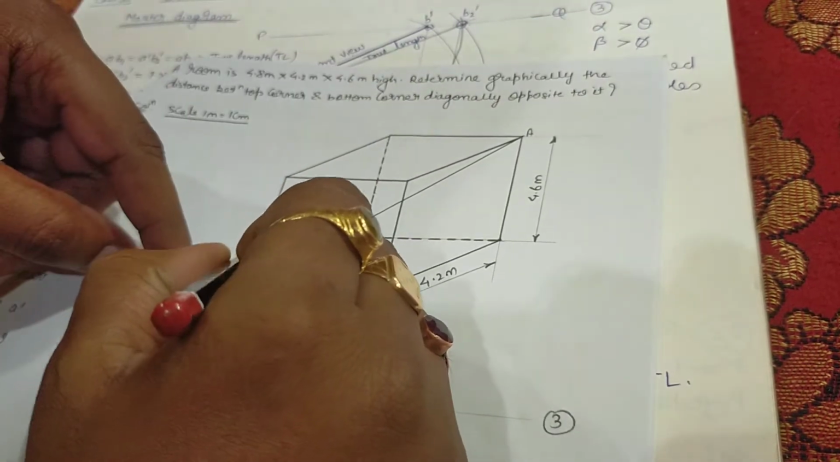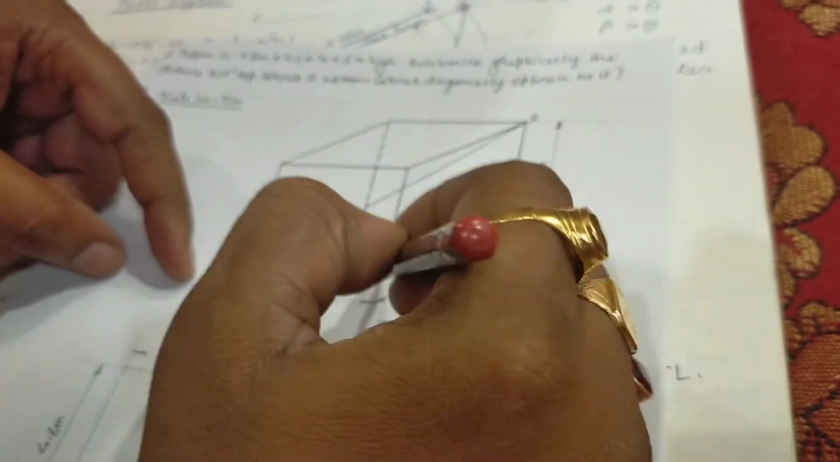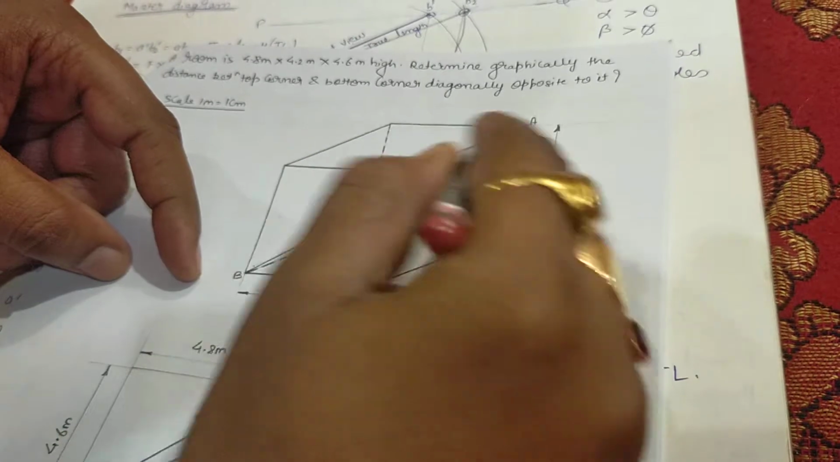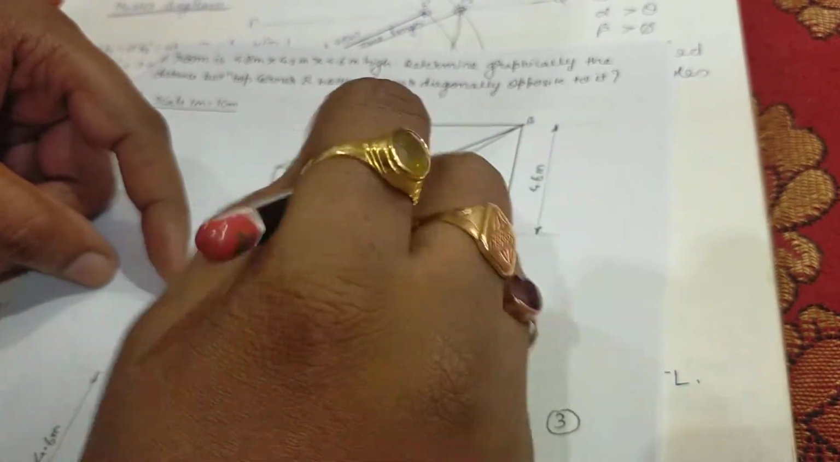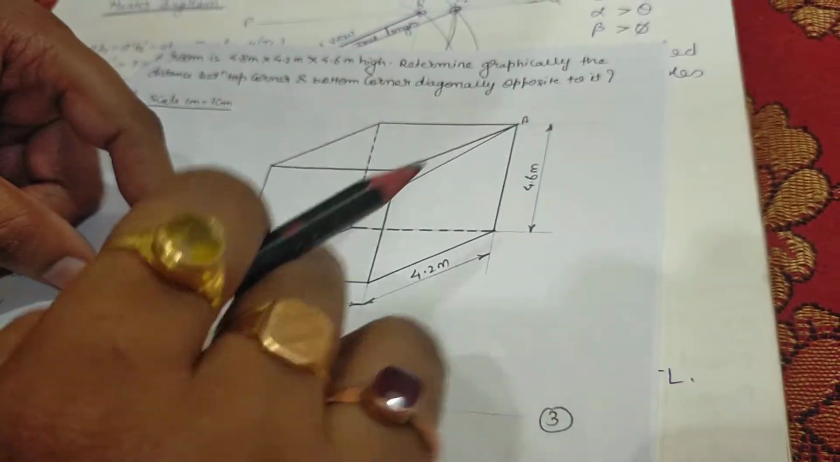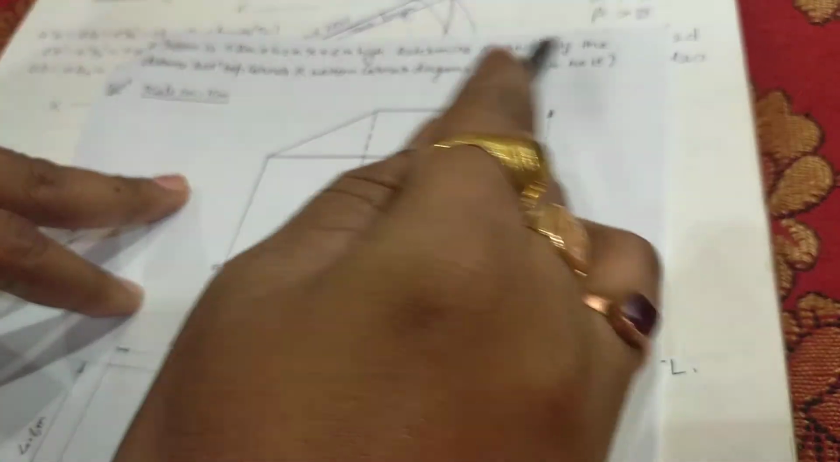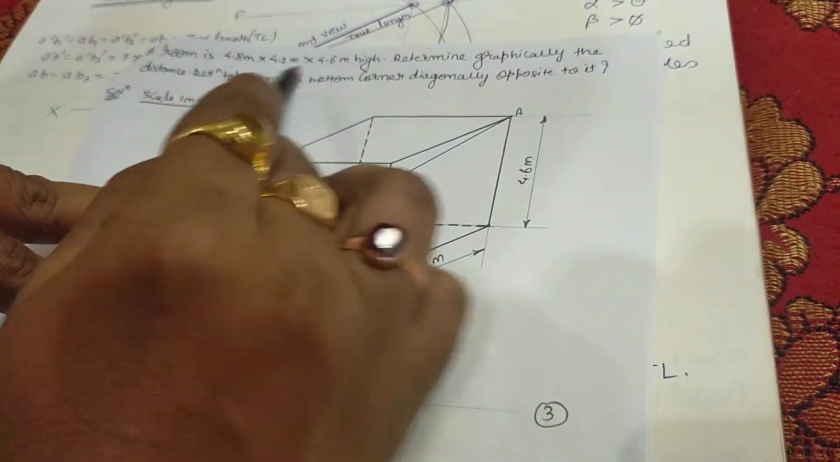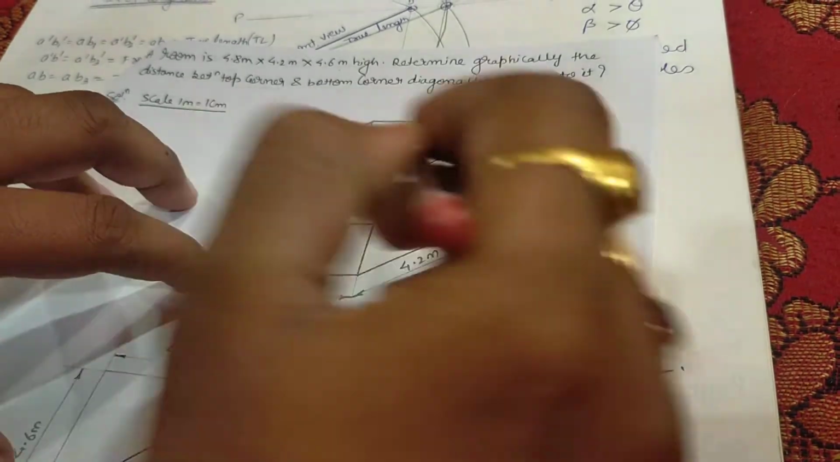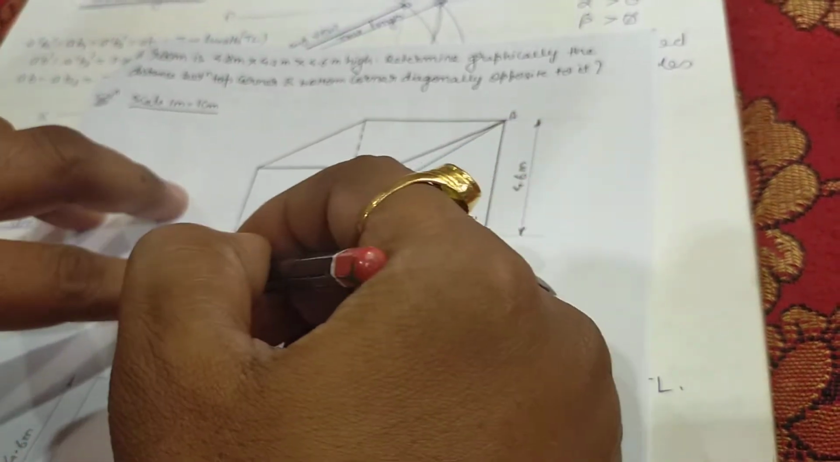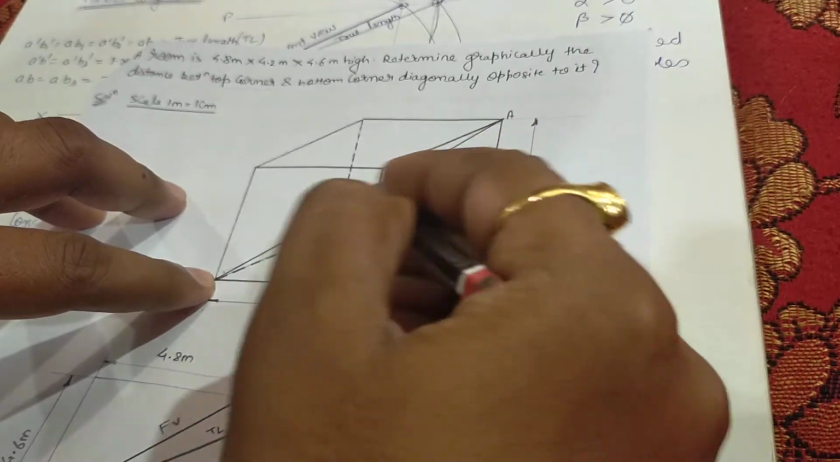is 4.6. So from each corner 4.6 height we have to draw, and now another rectangle we have to draw. So this is the cuboid or a room of 4.8 by 4.2 by 4.6. Now what is written in the question is that determine graphically the distance between the top corner and bottom corner. This is the bottom corner, this is the top corner, and diagonally opposite also. So we have joined this.